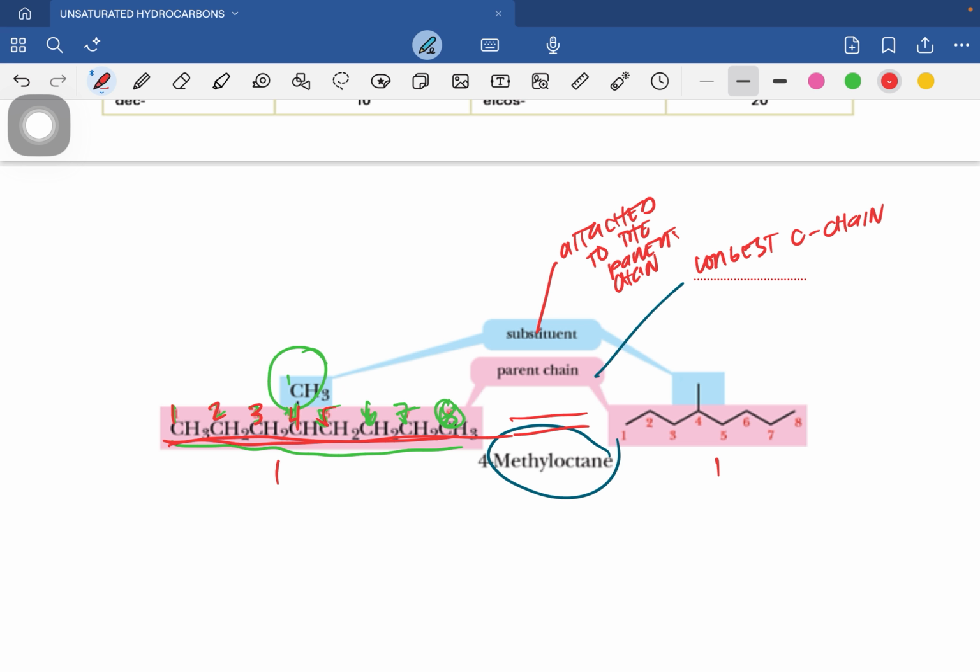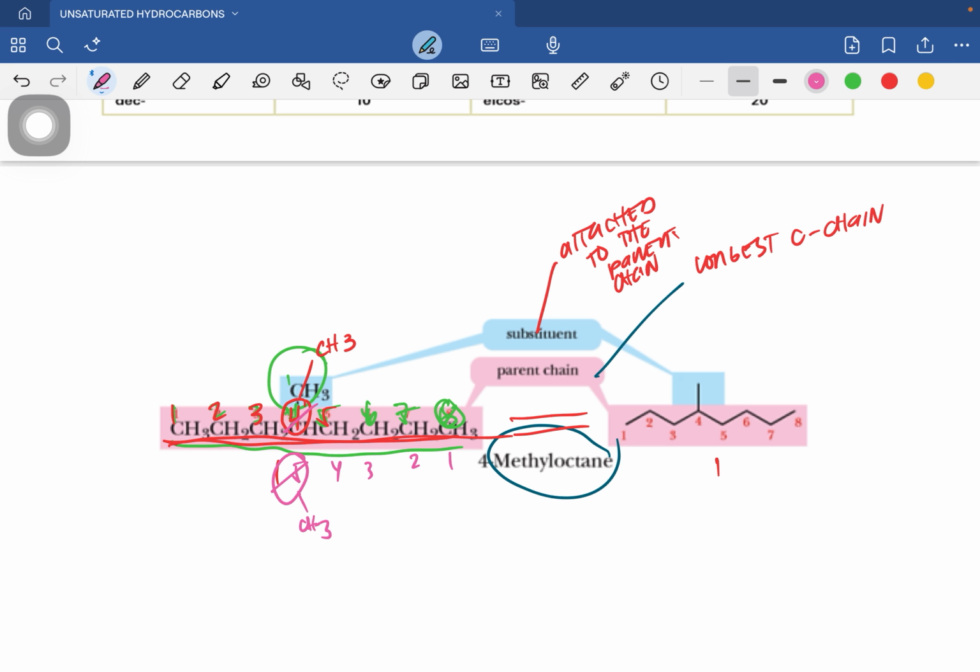1, 2, 3, 4, 5. So in carbon number 4, nakita mo na yung ating attached na substituent, which is a CH3. Unlike, guys, if you're going to start counting from this side, 1, 2, 3, 4, 5. Okay? So sa fifth carbon mo nakita yung ating attached substituent na methyl. Okay? So between 4 and 5, which one should you choose?